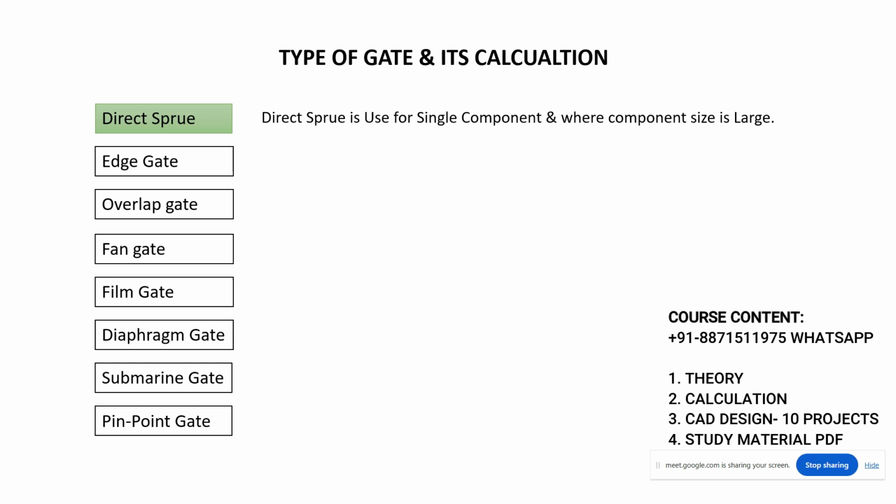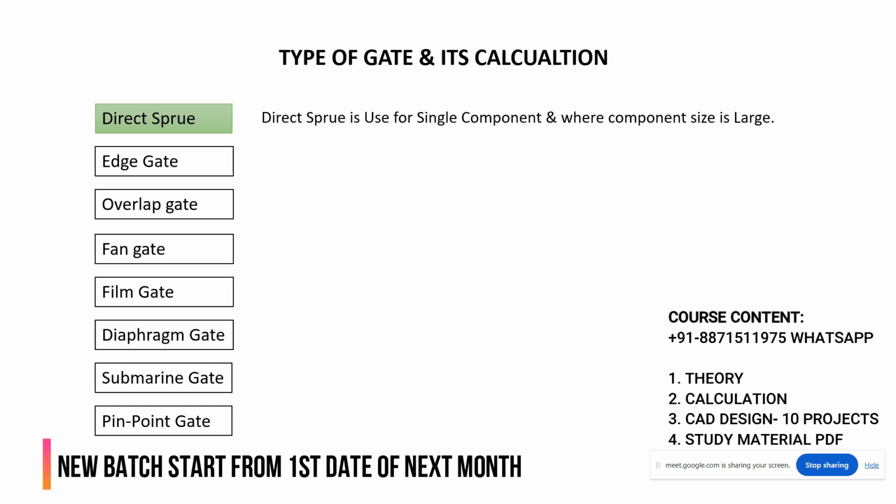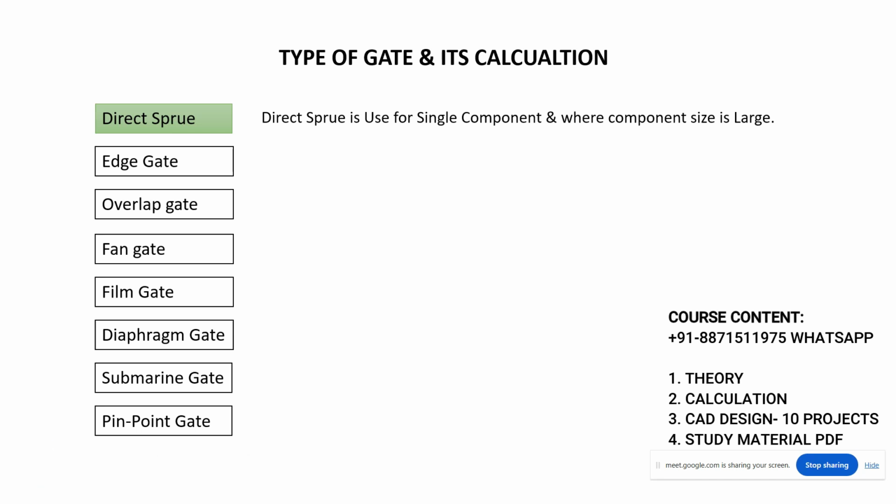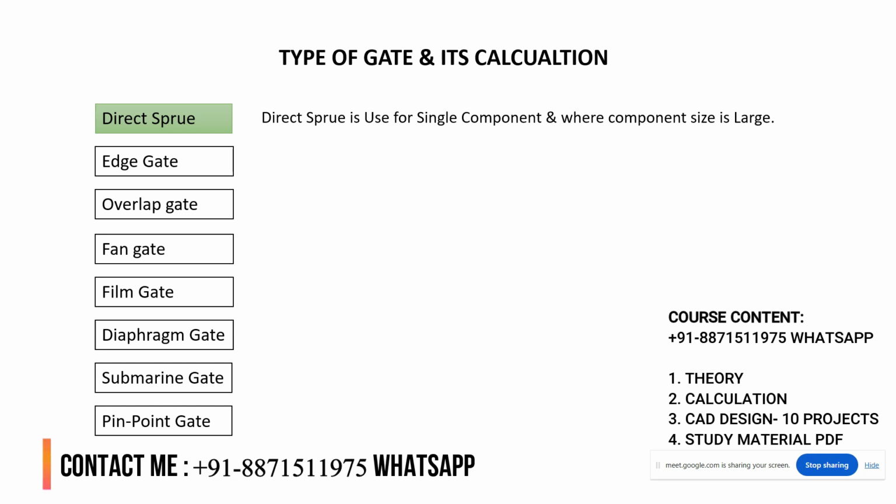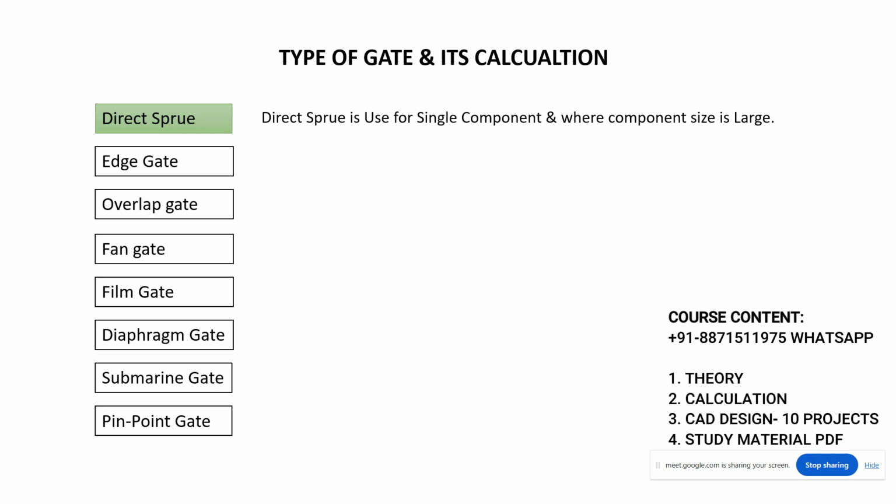We have discussed the direct sprue. What have we discussed about the direct sprue? We discussed the sprue diameter, which should be more than the aperture hole diameter. The aperture hole should be greater than the nozzle diameter, right?